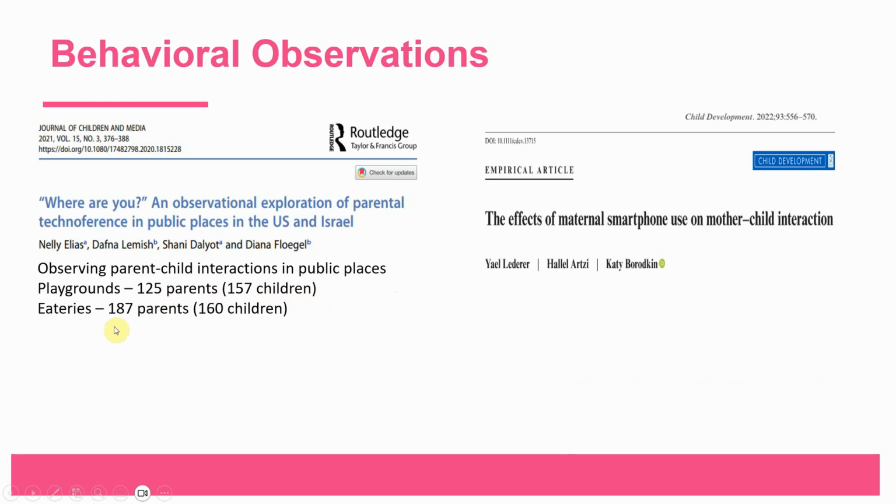And then they went to eateries. So think about like McDonald's and fast food kinds of restaurants, little family restaurants. And they observed 187 parents there with 160 children. So they have some really big sample sizes.